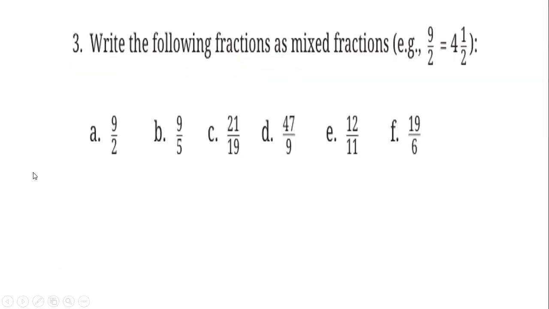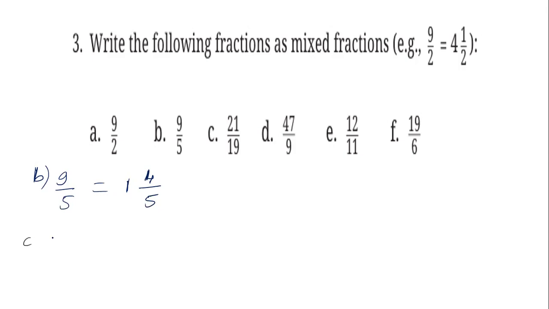Next, B, 9 by 5. Here 1 whole part, 4 remainder, 5. 1 and 4 by 5. That means 5 into 1 is 5, 5 plus 4 is 9.